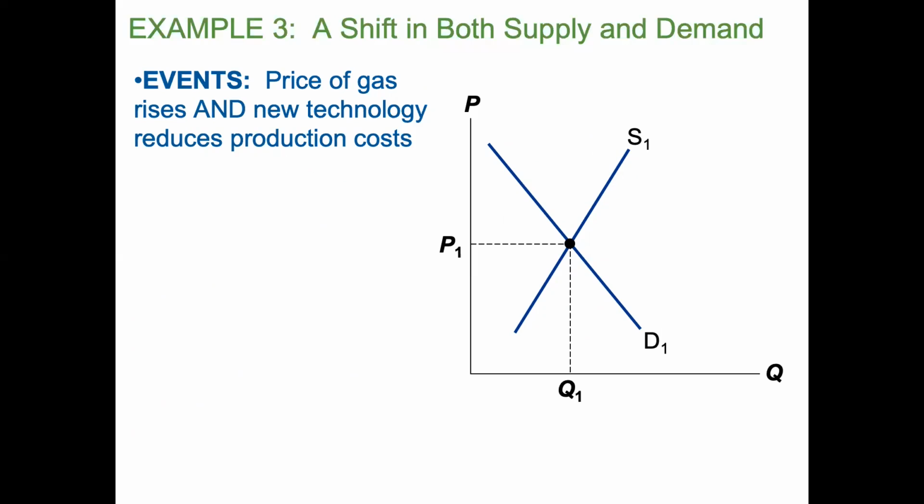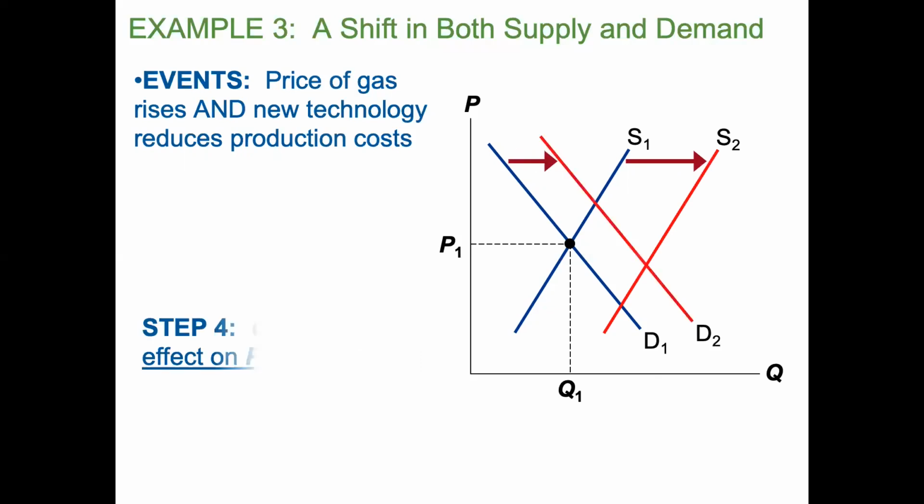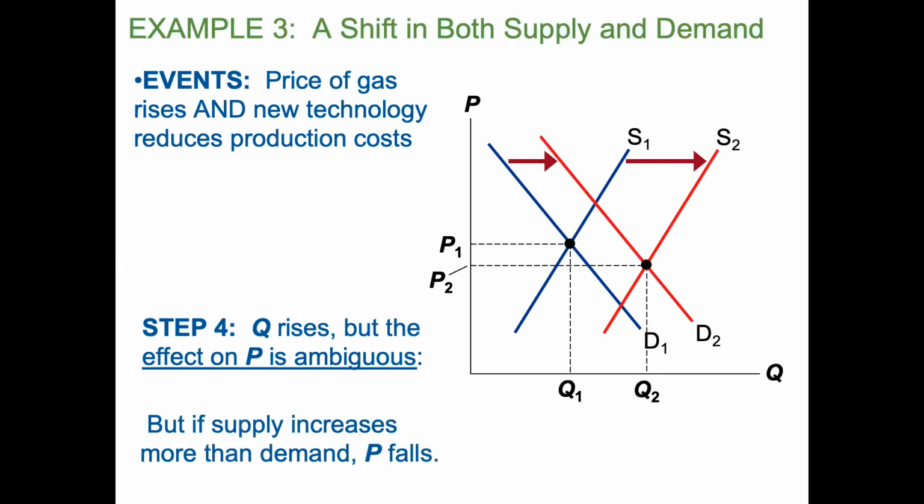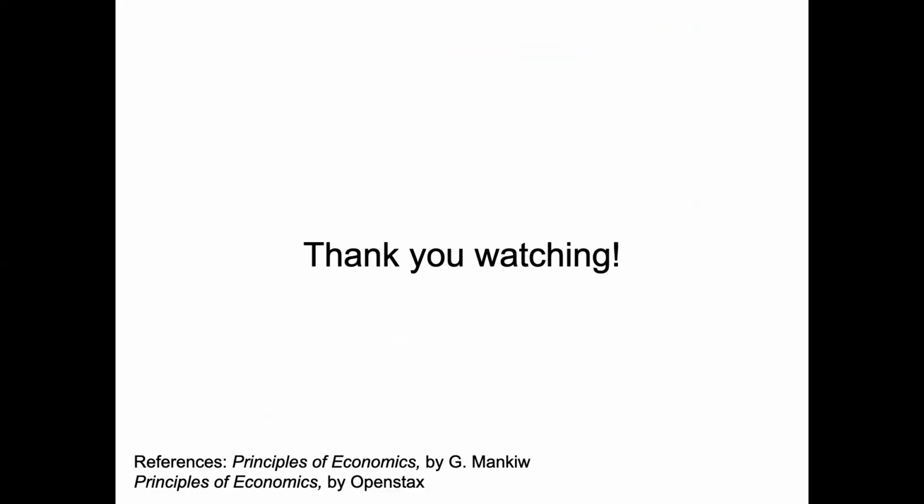Let's redraw the graph with the supply having a bigger shift compared to the demand curve. So here's the big shift in supply curve and a smaller shift in the demand curve. What you see here is that quantity rises, but the price falls.